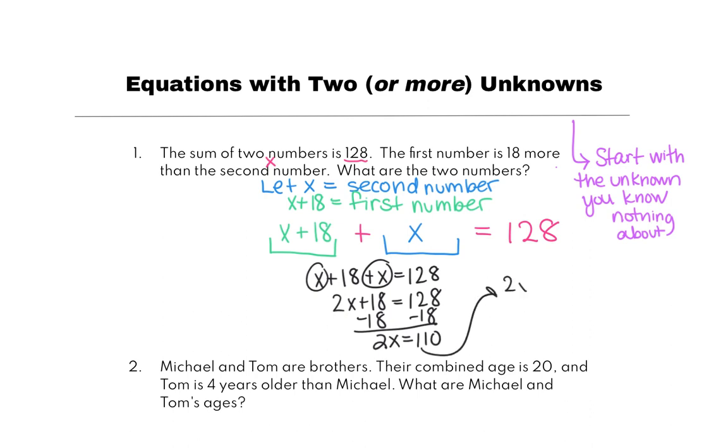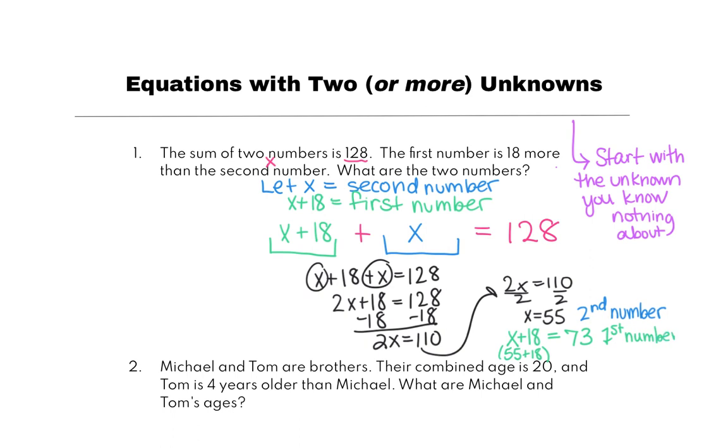Ran out of room, so I'm going to rewrite this up here with just a little bit more room. I'm going to divide by 2 on both sides. That's going to give me x is equal to 55. That is our second number. We still need to find our first number, so we are going to write the other let statement. x plus 18 is going to give us 55 plus 18, which is 73. That's going to be our first number.